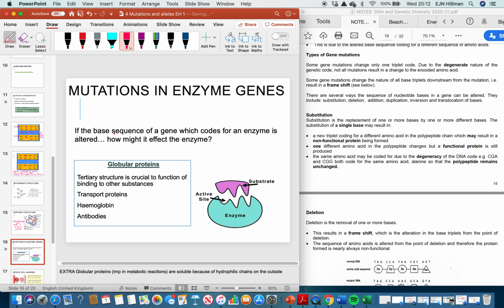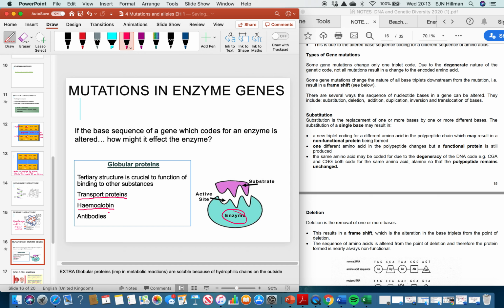Well, maybe not, but it is problematic for globular proteins. So those globular proteins that have very specific tertiary structures, which enables them to perform their function, would be affected by this change in the sequence of amino acids in the primary structure, changing the position of the hydrogen, ionic and disulfide bonds in the tertiary structure, and changing their overall structure. So typically we see this for questions relating to enzymes, but also it might be a transport protein, so a channel protein or a carrier protein.